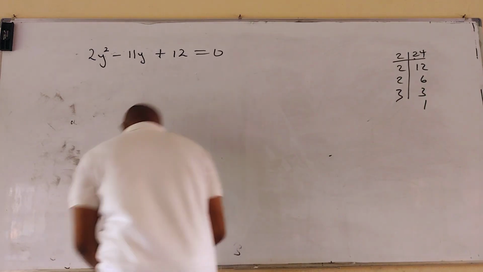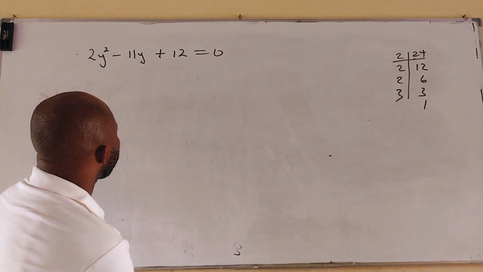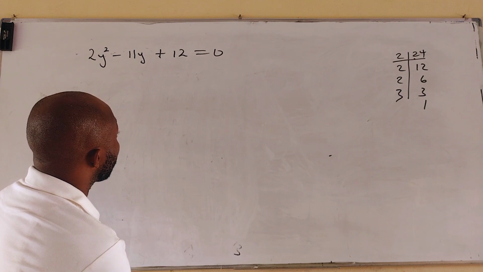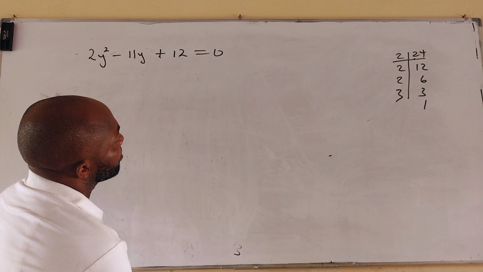So that is it. Now let's get our factors out. We are looking for two numbers that when we add them we have minus 11, and when we multiply them we have plus 24. Okay, minus 11.